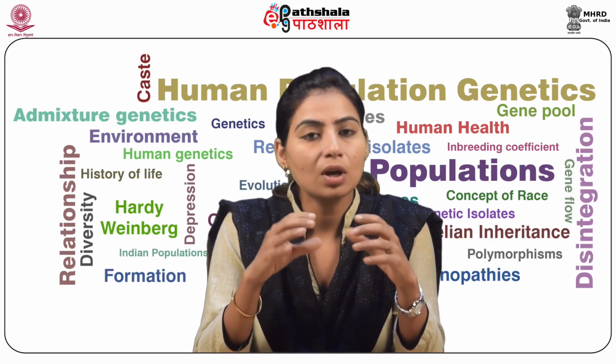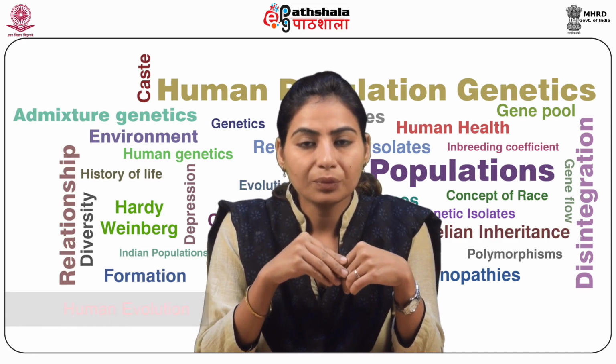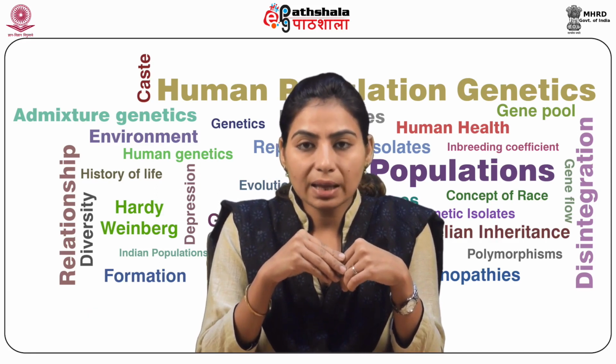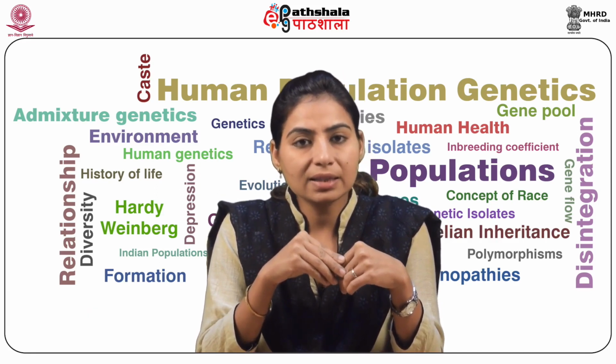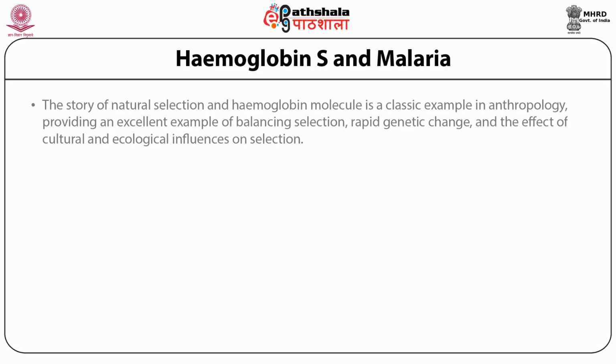Studies based on human genetic and morphological variation have allowed us to understand a number of significant examples of natural selection in today's human evolution. Let's view and understand them one by one, and let's start with the first example of sickle cell anemia. The story of natural selection and the hemoglobin molecule is a classical example in anthropology. It is an excellent example of balancing selection, rapid genetic change, and the effect of cultural and ecological influences on selection.